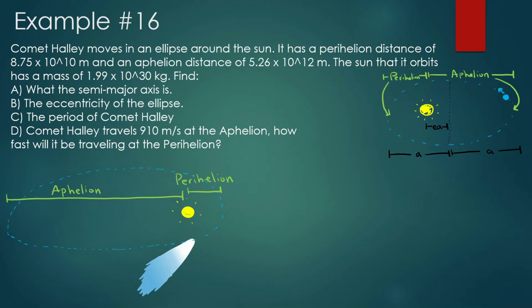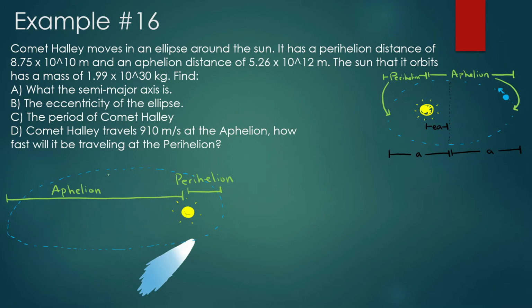All right, so let's look at this. Comet Halley moves in an ellipse around the sun. It has a perihelion distance of 8.75 times 10 to the 10 meters and an aphelion distance of 5.26 times 10 to the 12 meters. The sun that it orbits has a mass of 1.99 times 10 to the 30 kilograms. That's our sun. Find what the semi-major axis is.